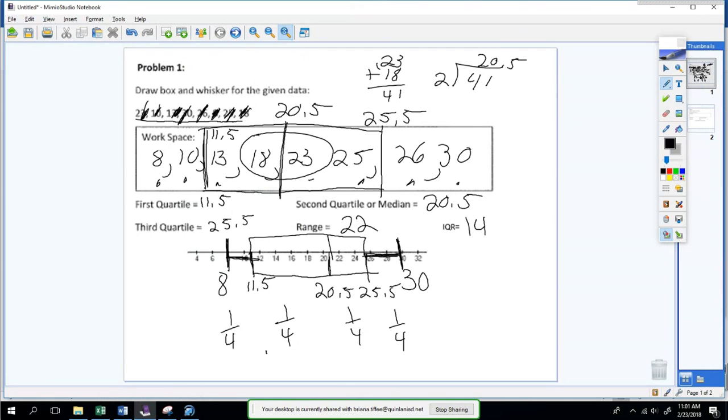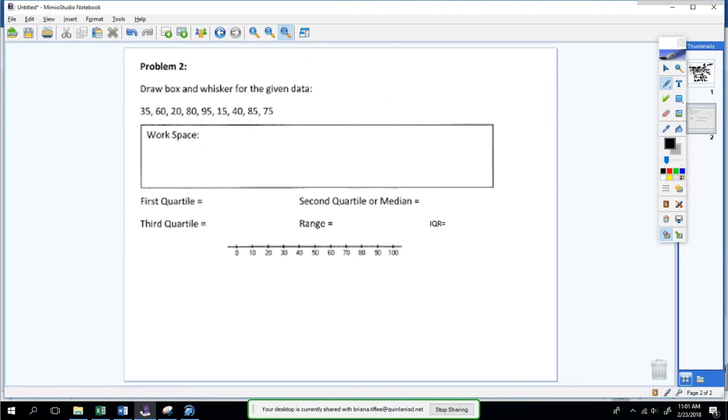We'll talk more about this in person because it creates a discussion. But I just want you to understand what is happening. So remember, you have to have your minimum and your maximum, and you have to label your first quartile, second quartile, and third quartile. So let's try another one together.